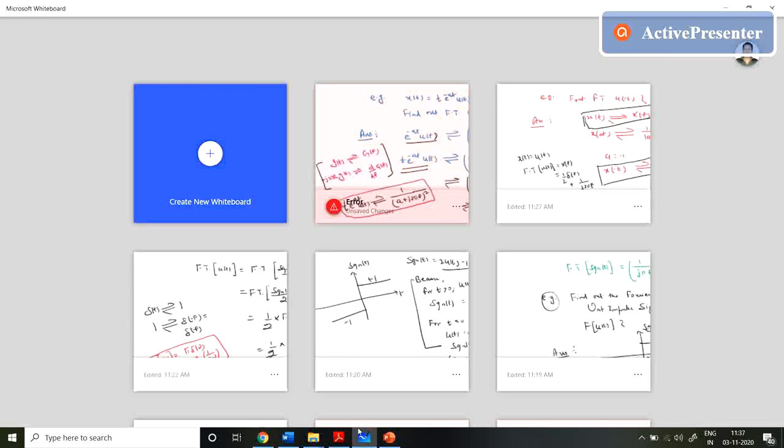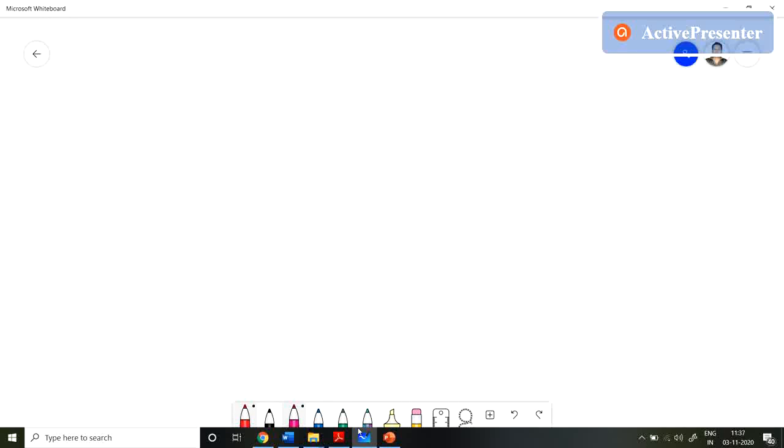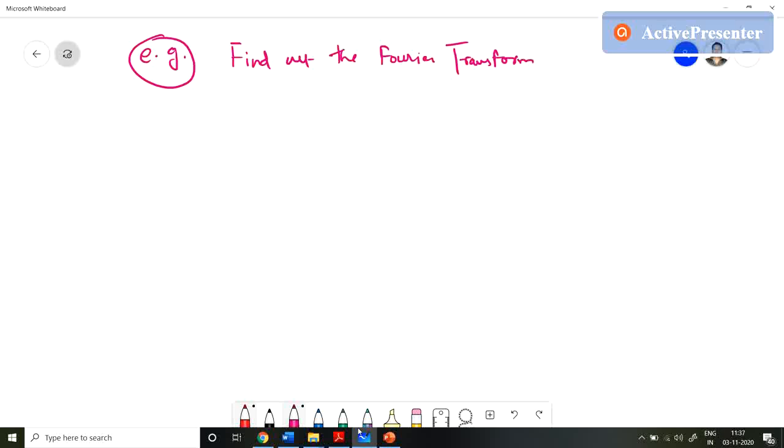So let us discuss another very important problem, and we need to find out the Fourier transform of x(t) equal to 1 divided by a square plus t square. Let us find out the Fourier transform of this signal.